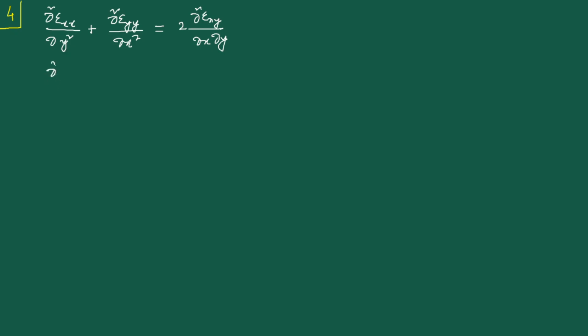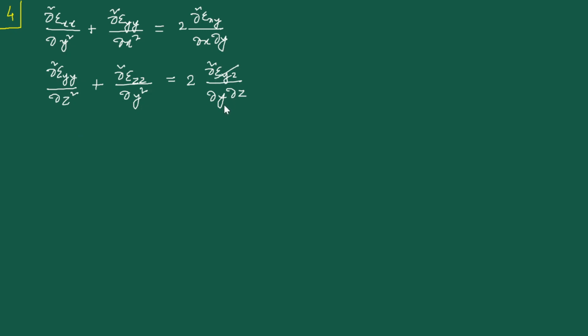So the next one is del square epsilon yy del z square plus del square epsilon zz del y square is equal to twice del square epsilon yz del y del z. Sorry, I made a mistake there with the order of the derivatives. Now we had already seen in the previous lecture that epsilon yz is equal to 0.